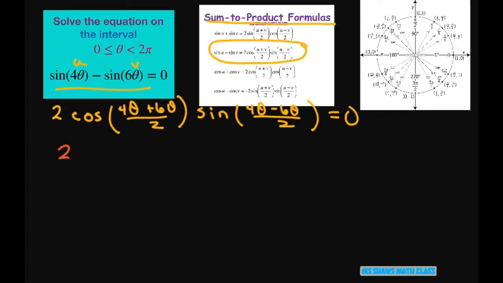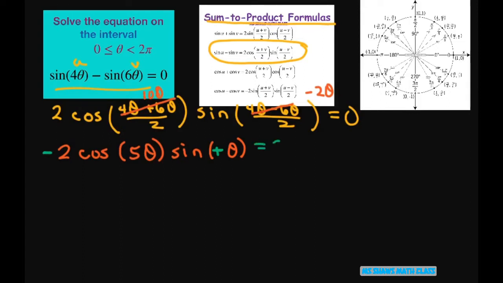Now simplifying, this is 10 theta. So 10 theta divided by 2 is 5 theta. This one's going to be negative 2 theta. Negative 2 theta divided by 2 is negative theta. Sine is an odd function. So with my odd-even properties, I can call this positive, but put the negative in front.